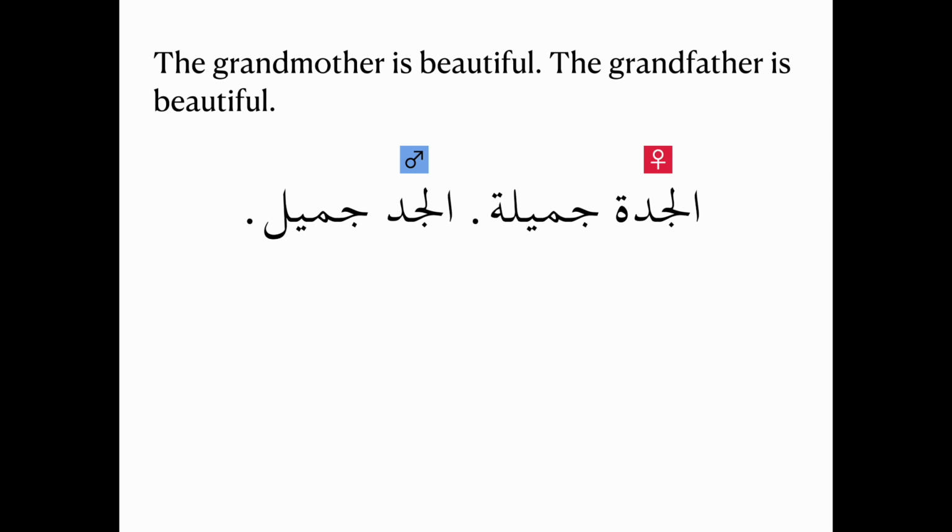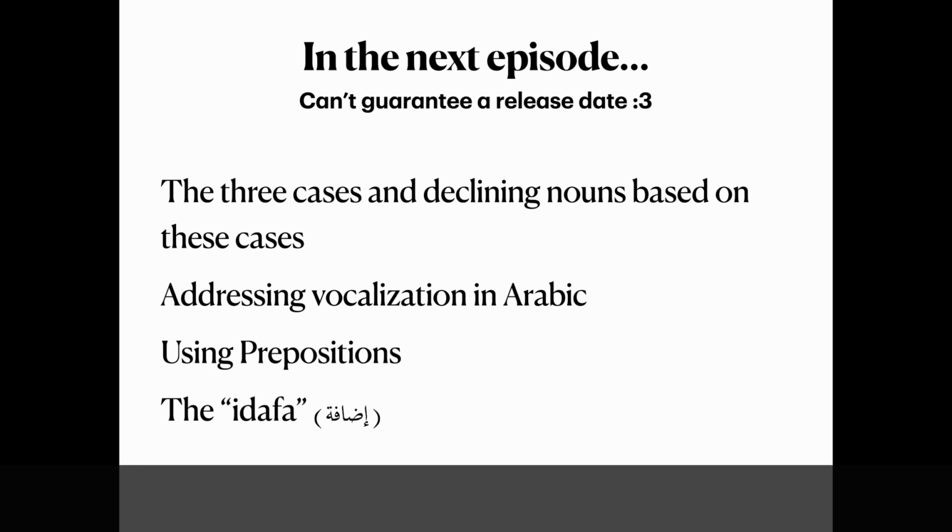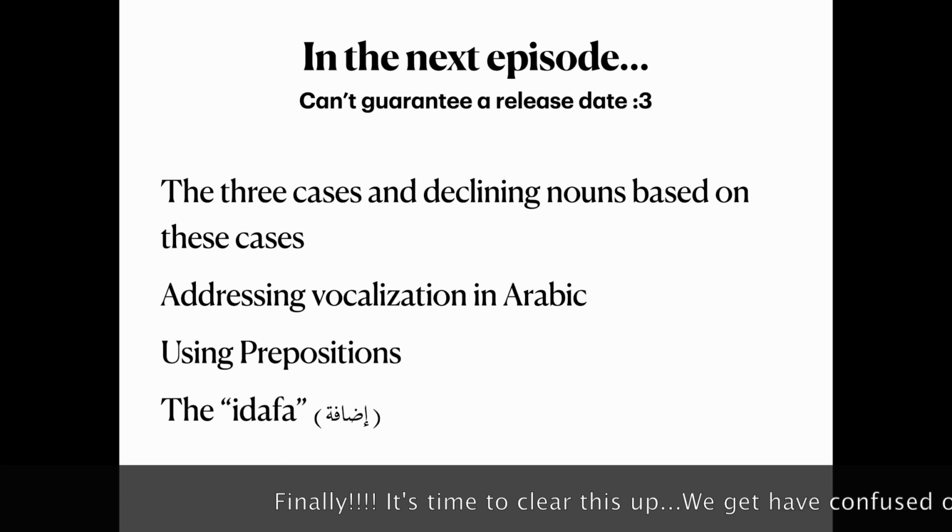That's crazy. So let's see what the next episode is going to be about. In the next episode, we'll finally be talking about the three cases in Arabic: the nominative, the accusative, and the genitive. And with that, we'll finally address the issue that I have talked about before regarding how to vocalize stuff in Arabic. So you heard stuff as malikatun or malikun. The un, the in. You may have been confused a little bit.